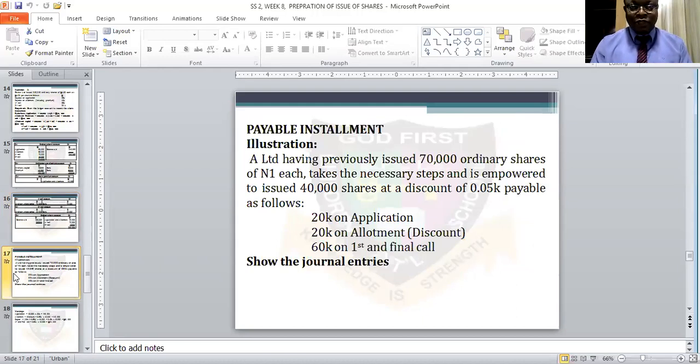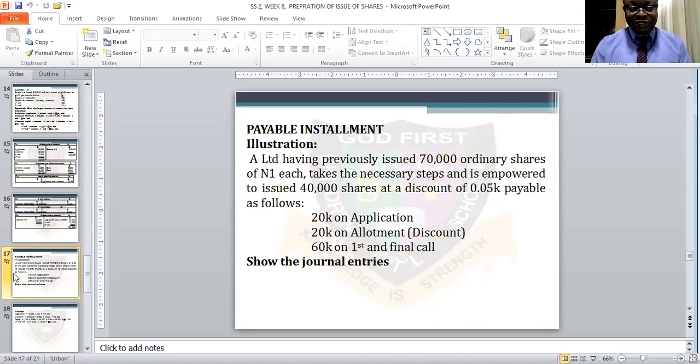Then let us look at the other question. Limited, having previously issued 70,000 ordinary shares of 1 naira each, is empowered to issue 40,000 shares at a discount of 5 kobo, payable as follows: 20 kobo on application, then 20 kobo on allotment. That is a discount.